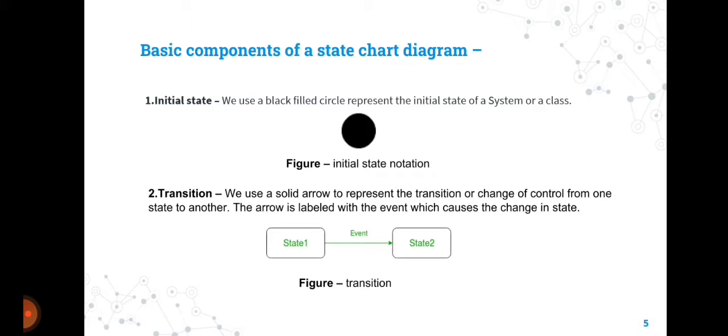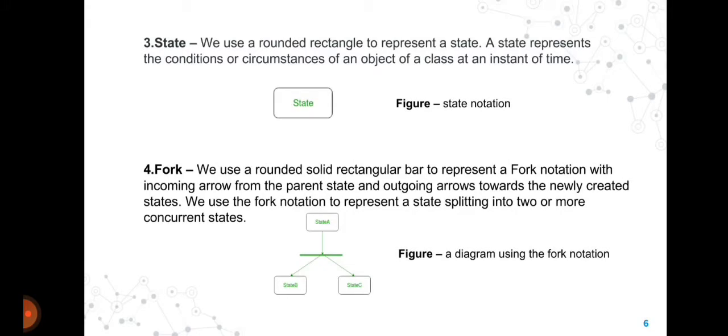Here we can see state 1 and one transition to state 2. That arrow is mentioned as event. In state 1, one event occurs and that has transitions to state 2. Next one, state. We use a rounded rectangle to represent a state. A state represents the conditions or circumstance of an object of a class at an instance of time. A round rectangle to represent a state.